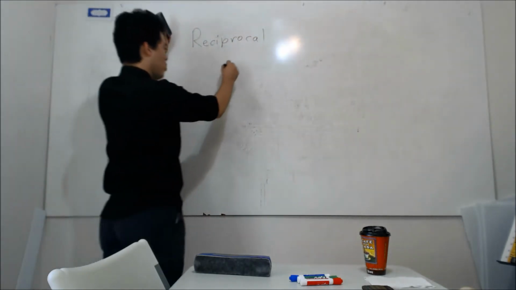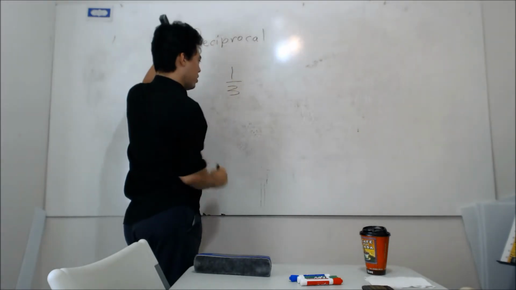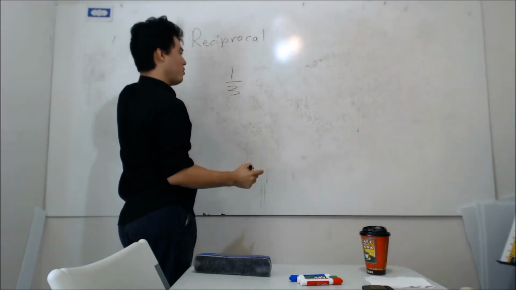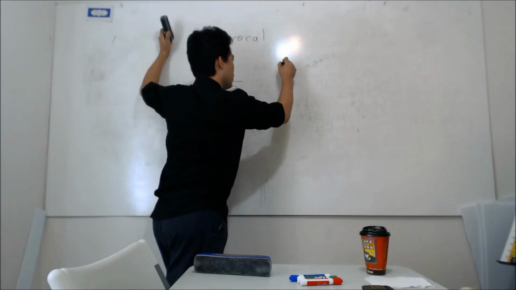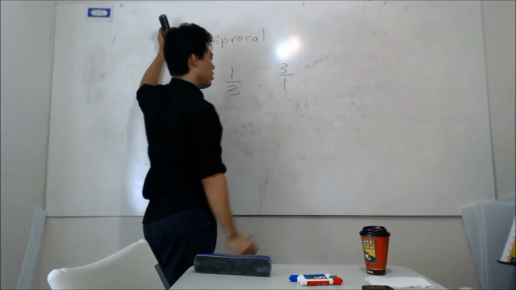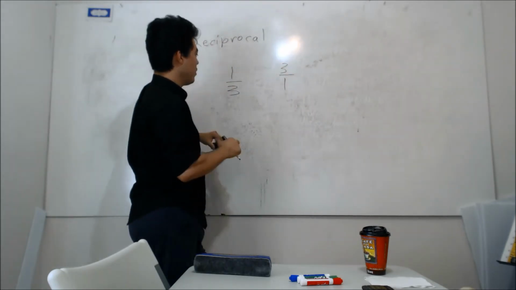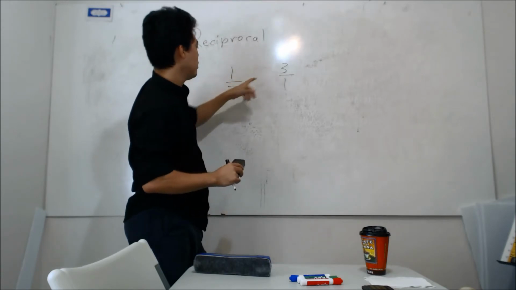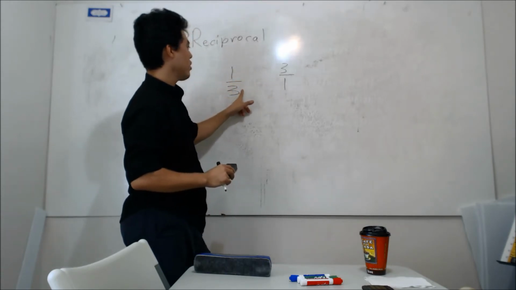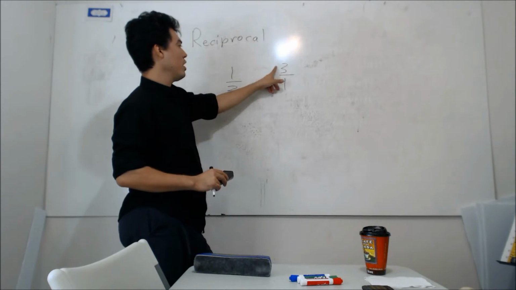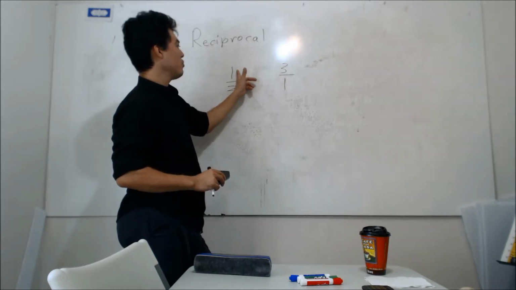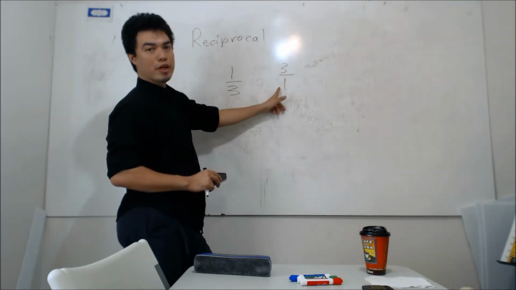Let's say we have a fraction 1/3. The reciprocal of 1/3 is going to be 3/1. I want you to notice what I did. I flipped it over like this. The denominator of the original fraction becomes the numerator of the reciprocal, and the numerator of the original fraction becomes the denominator of the reciprocal fraction.